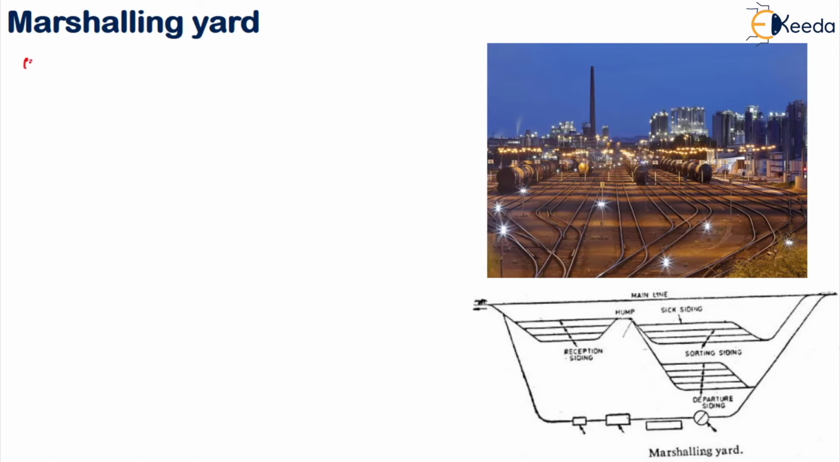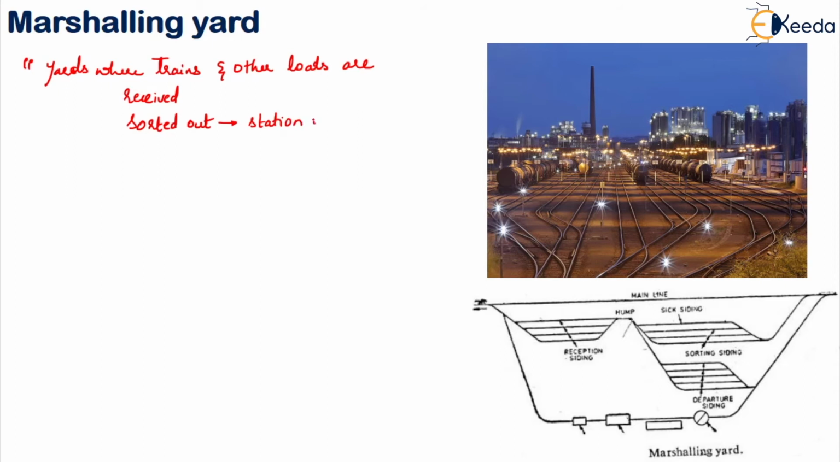Let us write down what these yards are, where trains and other loads are received and sorted out. How will the sorting happen? Sorting will happen station wise. Received, sorted out, new trains are formed, and then the dispatching will happen towards their respective places. So this type of yard is called what? Your marshalling yards.